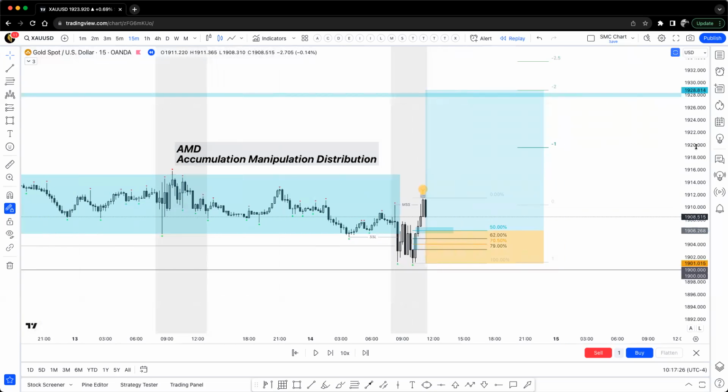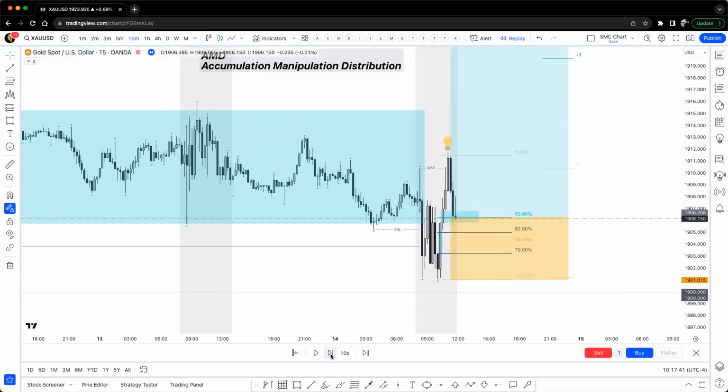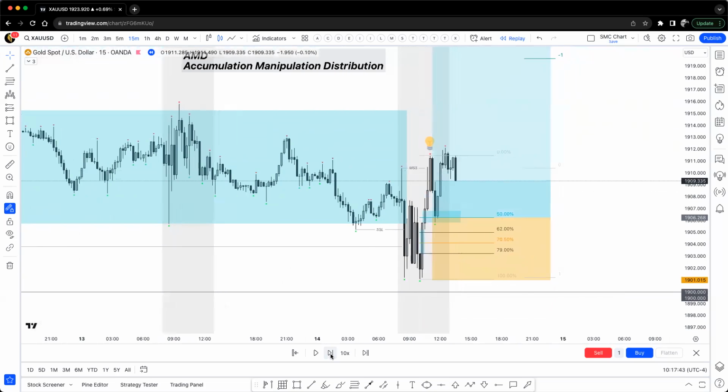But you see why now we're changing. You see, it's not just because it broke right here that I'm going to be buying. No, it's not like that. This is what you have to see. You have to see this sort of entry model. If you don't see it, then you don't buy. You don't look for buys.